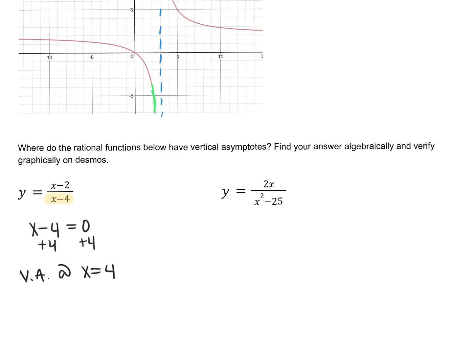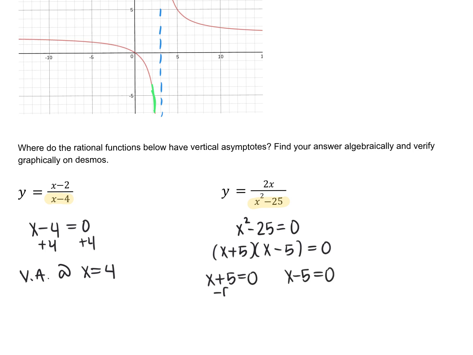For our second example, we have y equals 2x over x squared minus 25. So again, we care about the denominator only, which is x squared minus 25. So we want to find out when x squared minus 25 equals 0. So when I factor this, it is a difference of squares. So it factors as x plus 5, x minus 5. So I'll find when x plus 5 equals 0 and when x minus 5 equals 0. So we'll subtract 5 and we'll add 5. And we're going to have two vertical asymptotes in this case. So we have a vertical asymptote at x equals 5 and negative 5.